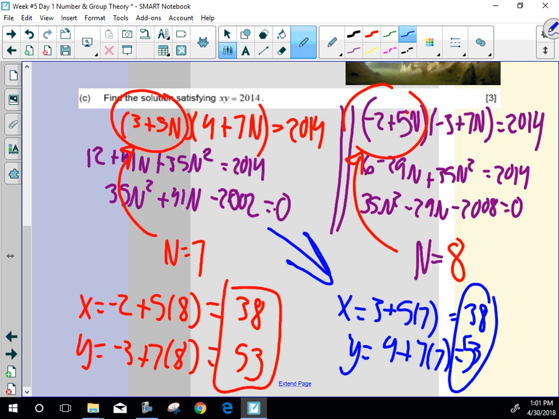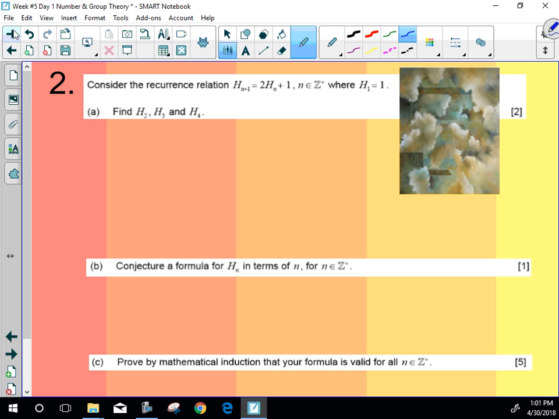What do you notice? Same solutions. Go to the next one, 2. This one is even better. It says, consider the recurrence relation h(n+1) = 2h(n) + 1. Find h2, h3, h4. Let's do it.